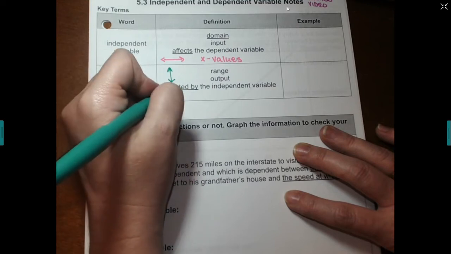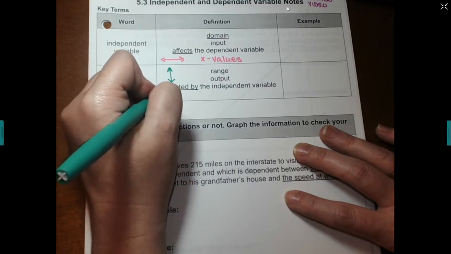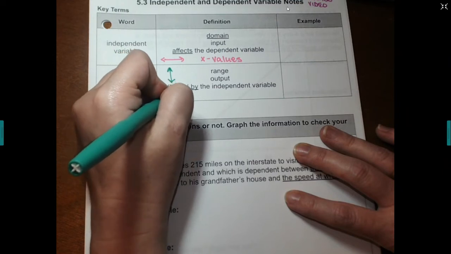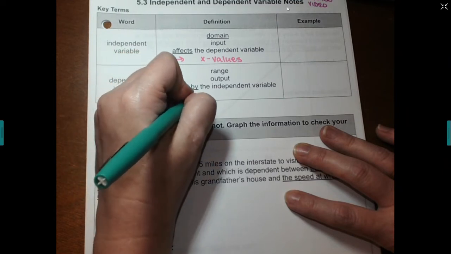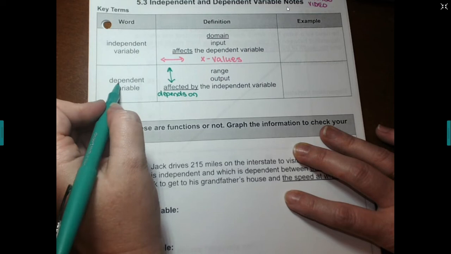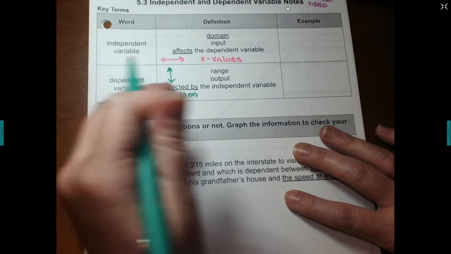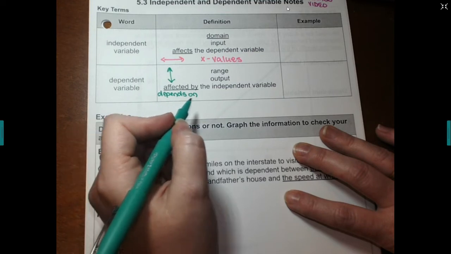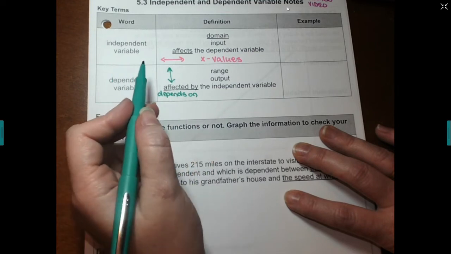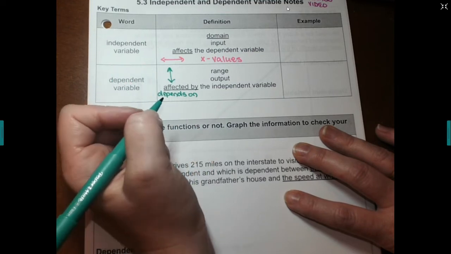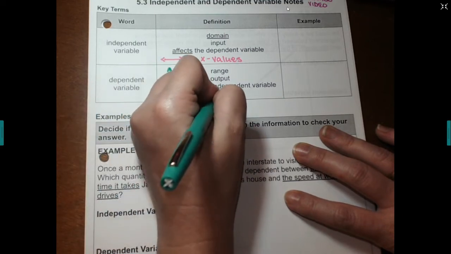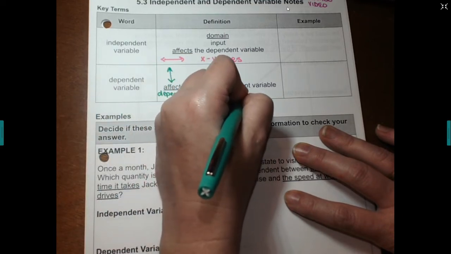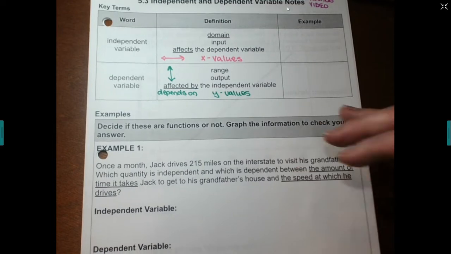We could say, instead of affected by, we could say it depends on. So we could say that the dependent variable depends on, so it relies on. We don't know what our dependent variable value is until we know what our independent is. And then this is our y values, again, because it's the range.